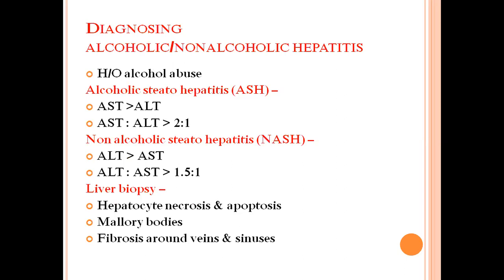In case of non-alcoholic steatohepatitis or NASH, ALT should be greater than AST, and here the ALT to AST ratio should be greater than 1.5:1. Another diagnostic tool is liver biopsy, which shows identical findings in both alcoholic and non-alcoholic hepatitis. There is basically polymorphonuclear infiltration. There may be hepatocyte necrosis and apoptosis. Mallory bodies can be found, and fibrosis around veins and sinuses may be seen.